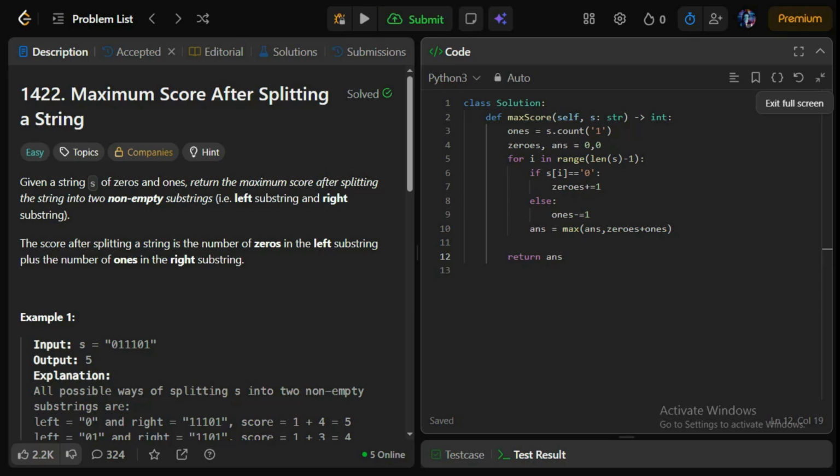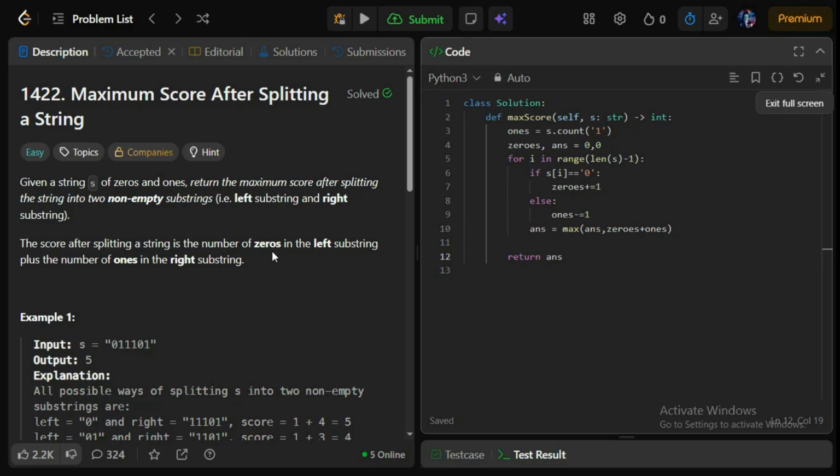So it's time for today's problem. Let's understand it. Today's problem is Maximum Score After Splitting a String. Here we are given a string S of zeros and ones, and we have to return the maximum score after splitting the string into two non-empty substrings, a left substring and a right substring. The score after splitting is the number of zeros in the left substring plus the number of ones in the right substring.